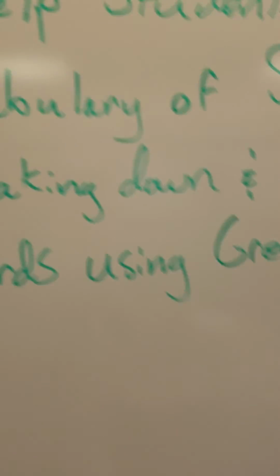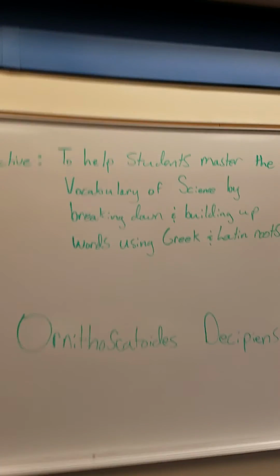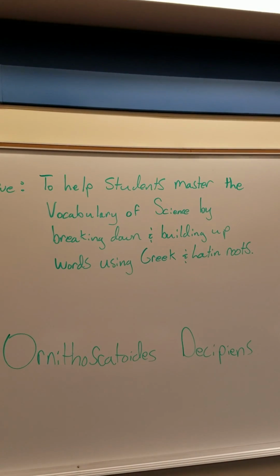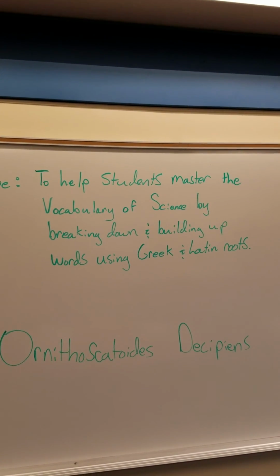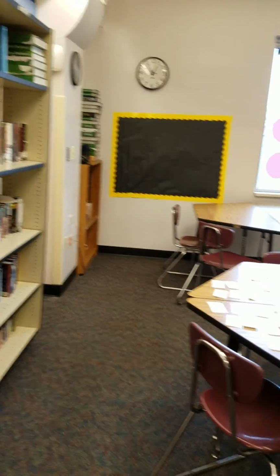So our objective today is to help students master the vocabulary of science by breaking down and building up words using Greek and Latin roots, okay? So if I were to give you a word in, say, a scientific naming or classification of a particular species, how would you go around breaking that down? What would you look for?